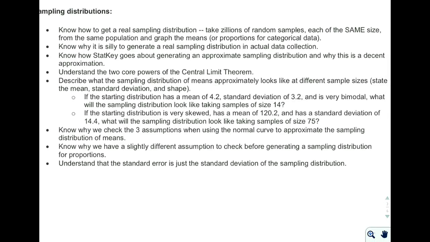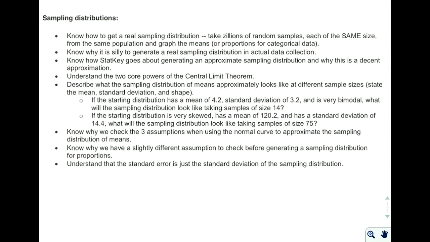Alright, let's look at sampling distributions on our review here. First thing we're asked to find is how to get a real sampling distribution. A real sampling distribution is if you were to go out and take lots of random samples of the same size from the same population and make a graph of all your means or all your proportions.